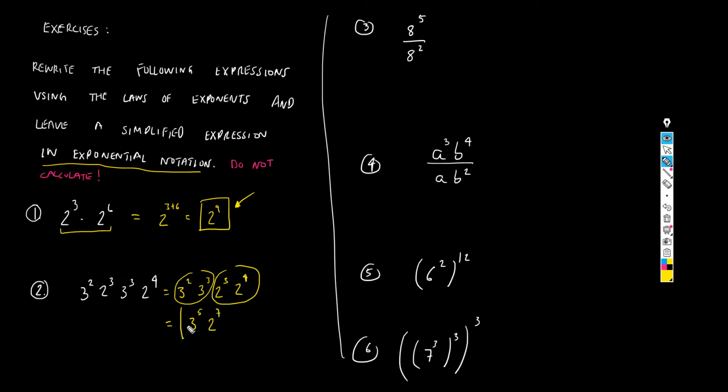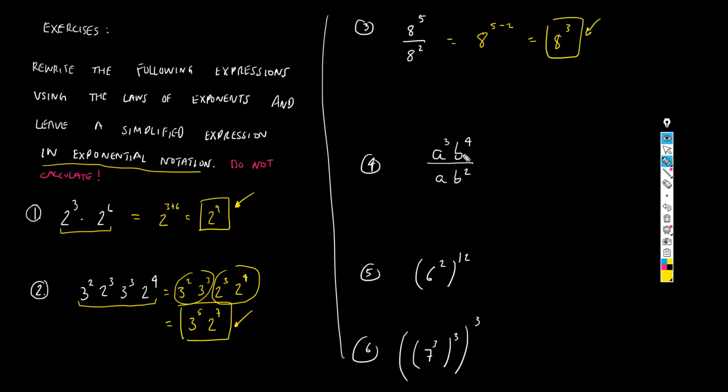And I'm going to keep this answer. I don't want you to find out how much is 3 to the 5 nor 2 to the 7. I don't care. This is the answer. This is the simplified version of this. And the same for each one of these. 8 to the 5 over 8 to the 2, that's going to be 8 to the 5 minus 2 according to one of our laws. And this is going to be equal to 8 to the 3.